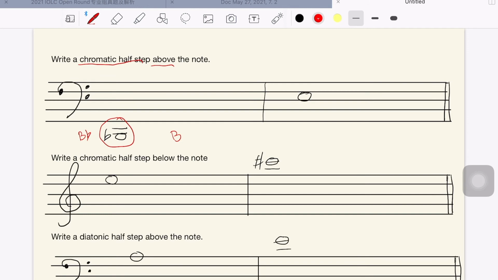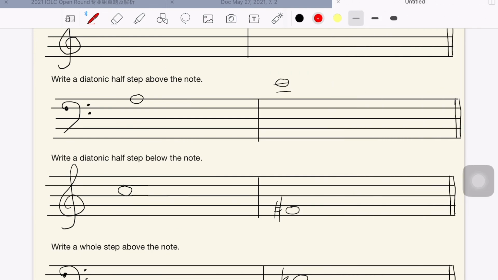And to raise B flat, we would have to cancel the flat. So we use a natural sign. You write it like this.